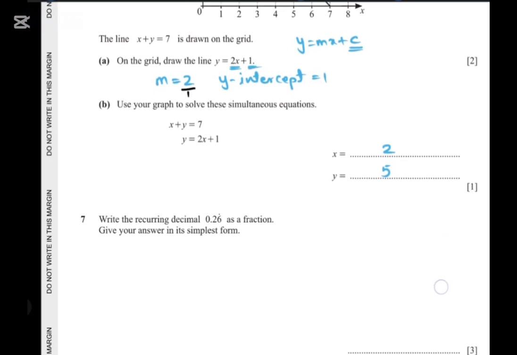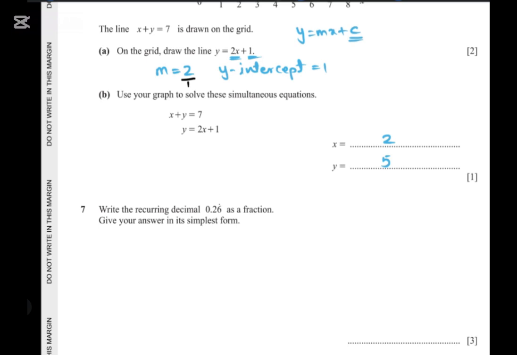Question number 7. Write the recurring decimal 0.26 recurring as a fraction. Give your answer in simplest form. Okay, so whenever a recurring decimal comes, we always take it as x is equal to 0.26666, and so on. This is equation 1.